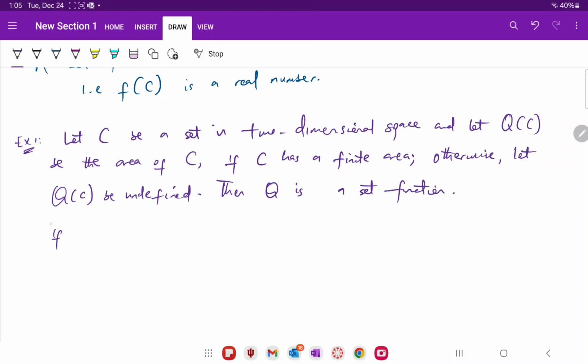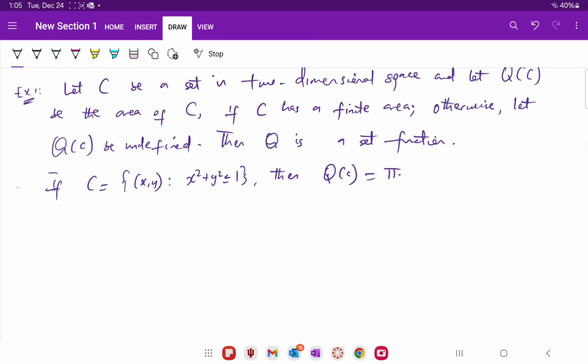So if C is the set of x comma y such that x squared plus y squared is less than or equal to 1, you should know that is a circle of radius 1. Then our Q of C, since Q is defined to be the area of C, is the area of a circle of radius 1, which is pi r squared, equals pi.